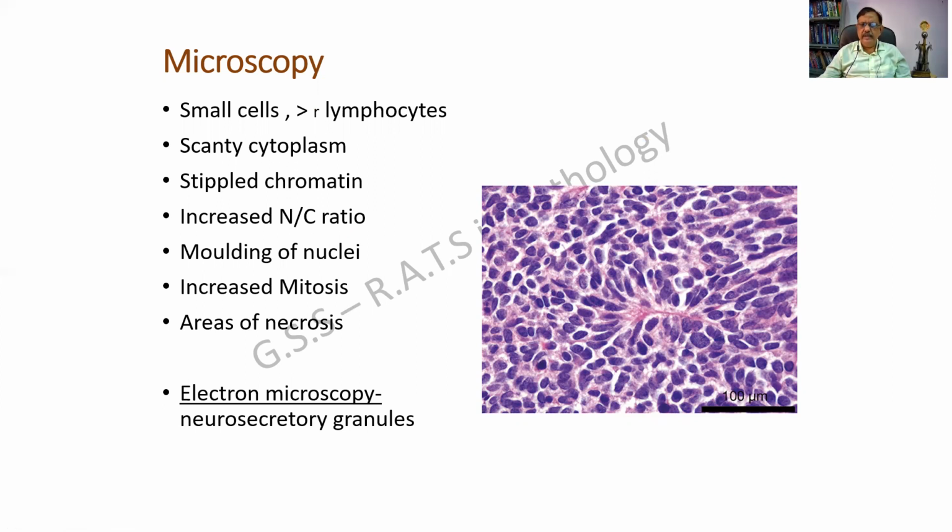Molding of the nucleus means adjacent nuclei that touch upon each other, providing a flat edge. I'll show you this picture in a later slide. Mitosis is increased and there will be areas of necrosis. Again, I repeat, small round cells, scanty cytoplasm, stippled chromatin, increase in the nuclear cytoplasmic ratio, nuclear molding, mitosis, and areas of necrosis. Electron microscopy will be showing neurosecretory granules. So this will be the microscopy of small cell carcinoma.